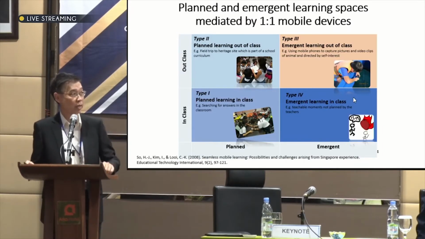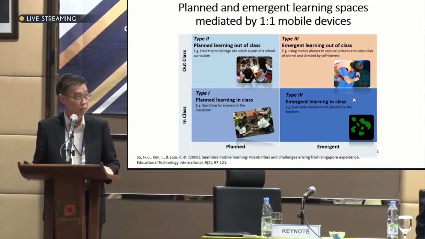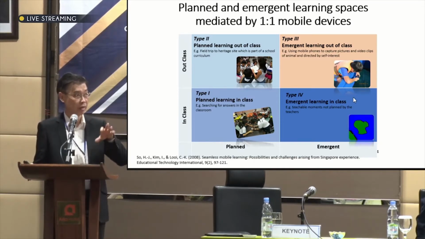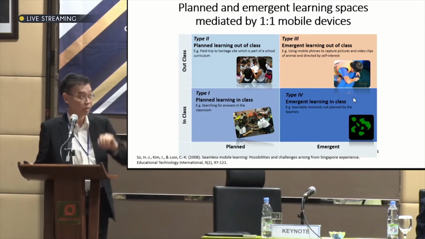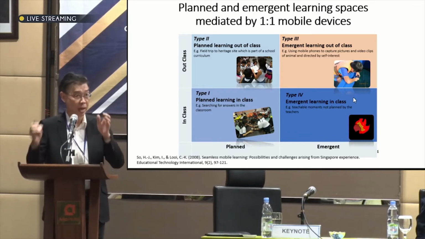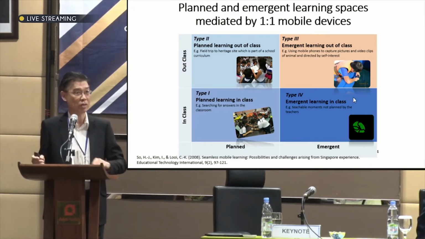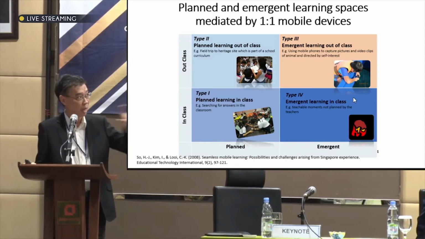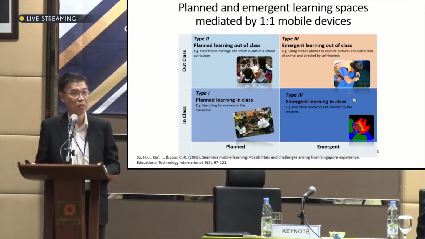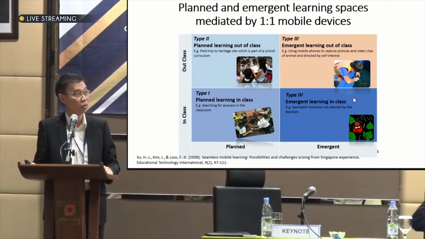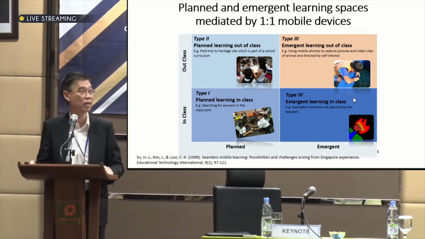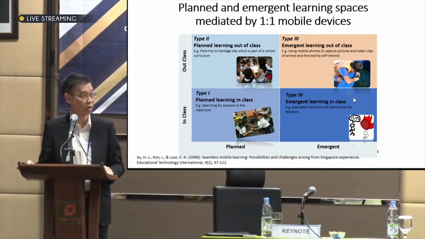So we have a framework to look at this. We have four learning spaces, so two dimensions. You can do science learning in class and outside of class, right? And then you can also do planned lessons and emergent lessons. A lot of what happens is in type one, in class and planned. So can we design some activities in types 2, 3, 4 to make science learning even more interesting, engaging, and collaborative for the students?